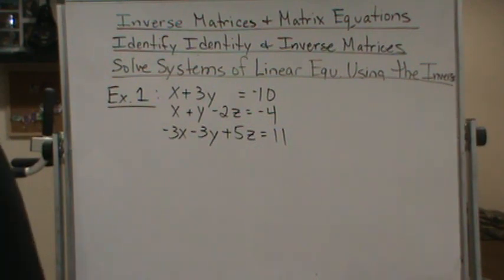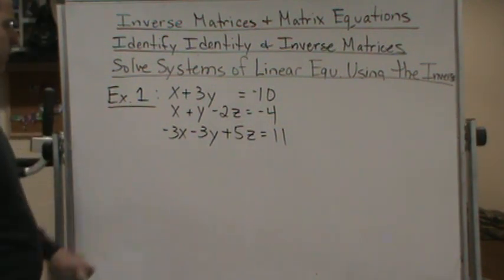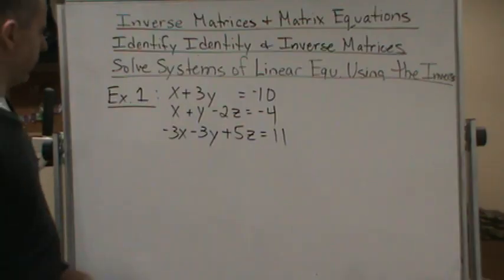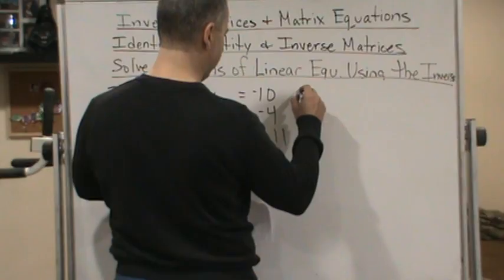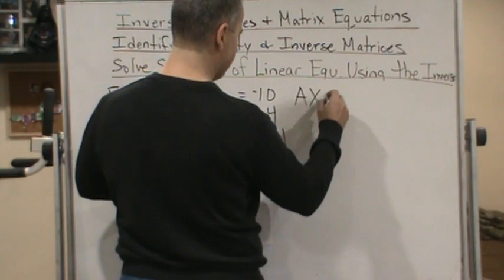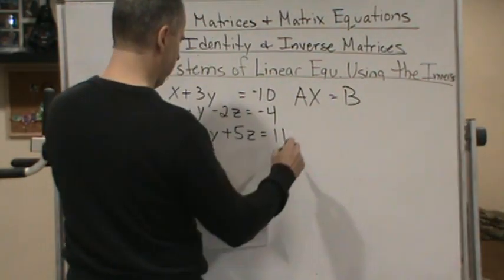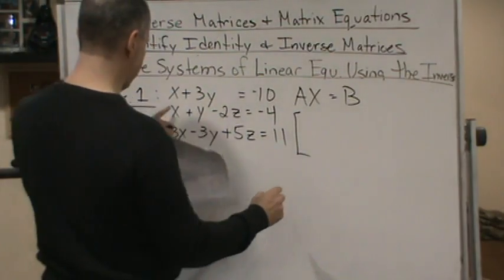All right, now we're going to do an example. We have this system of equations here. And so we're going to set up the coefficient matrix, right? So we're going to set it up where we have AX is equal to B. So that's going to be our A matrix, our coefficient matrix.